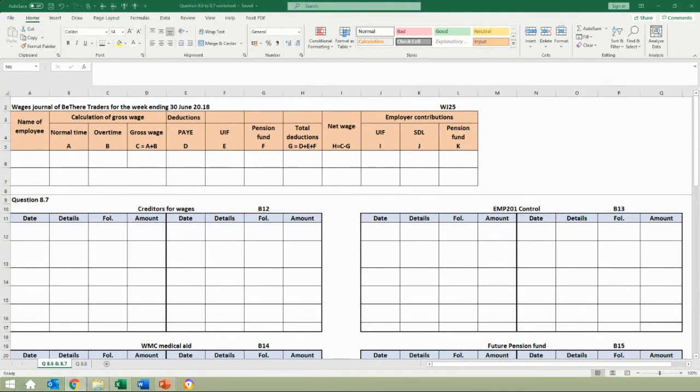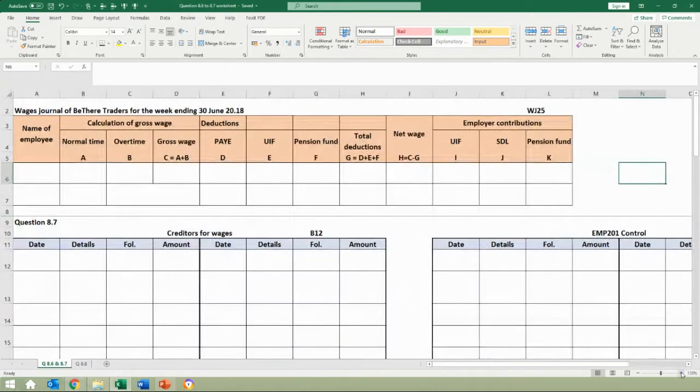Okay, so let's start with how should we record the wages journal? Based on the information that we're given, you have to use question 8.1's information as well as 8.6. So the first thing is who is our employee? What's the name of our employee in this scenario? Whose wage are we busy documenting in our wage journal?